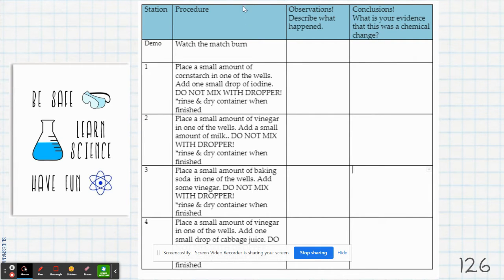So here for our lab, we'll be doing a demonstration. And then for all of the different activities, you want to write down what happened and then what are your conclusions. So the first one is watching a match burn. And then we're mixing cornstarch and iodine for station 2, vinegar and milk for station 2, well, this is station 1, baking soda and vinegar for station 3, and then vinegar and cabbage juice for station 4.